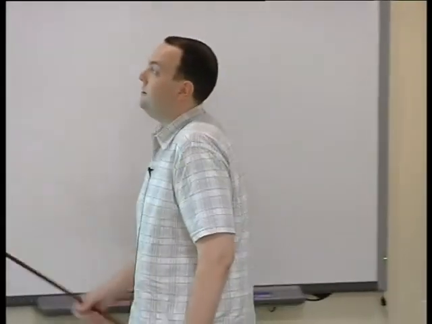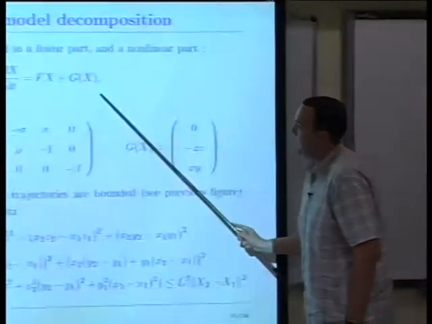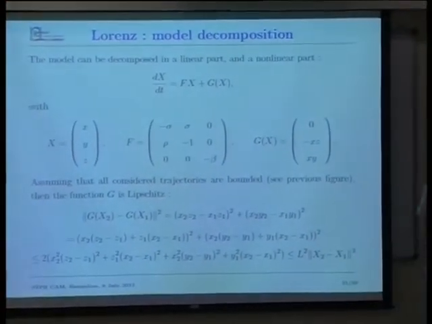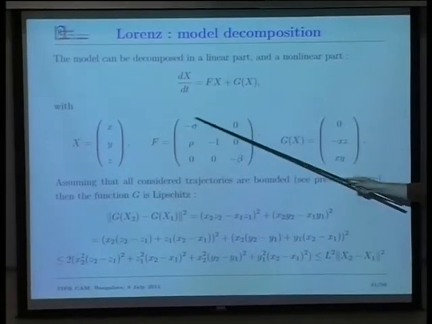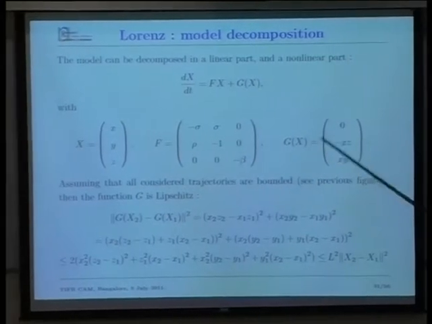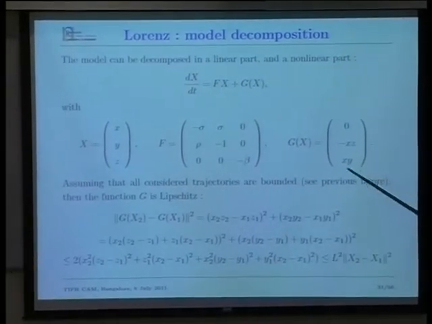So a simple example, the Lorenz system with no t. And I use the standard values of the parameters sigma, rho, and beta, such that you have the standard chaotic behavior with the butterfly shape. So this model can be decomposed like that, where x is the vector with the three variables x, y, z. F, the linear part, is this, and the nonlinear part is 0, minus xz, and xy.